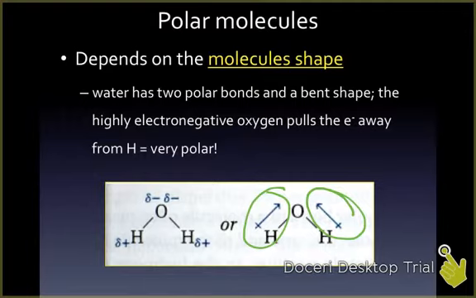But it's kind of like in geometry. These things are not going to cancel each other out because they're not working in opposite directions. So that's going to give this oxygen a slight negative charge, and each one of these hydrogens a slight positive charge. So therefore, water is polar, which is what makes water dissolve things so well.